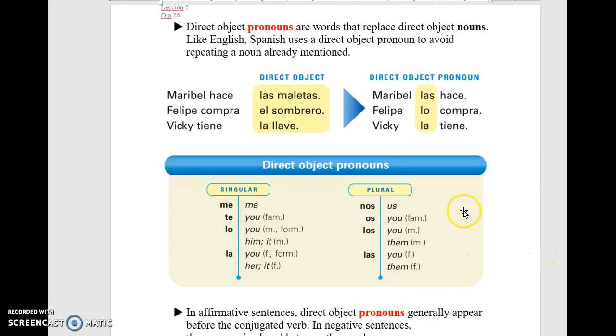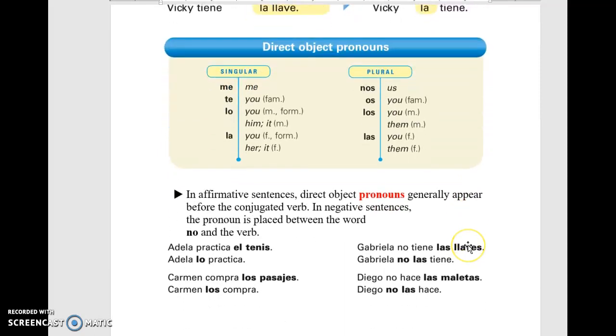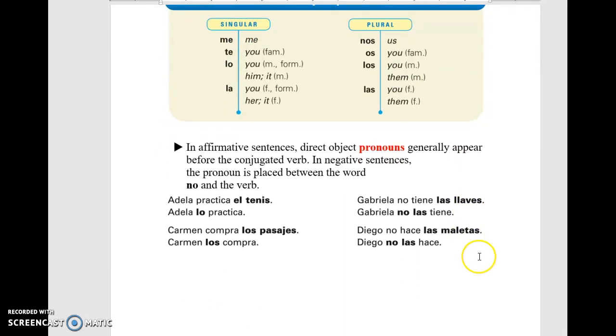Okay, so you'll see that the pronouns that we use are me, te, lo, la. So it does matter if the object or person is feminine or masculine. Nos, los, or las. And again, the gender does matter. Now, in affirmative sentences, the direct object pronouns generally appear before the conjugated verb.